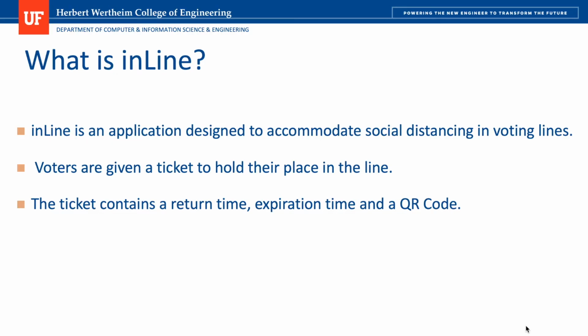What is inLine? Well, inLine is an application I developed to accommodate social distancing in voting lines. Voters are given a ticket to hold their place in line. The ticket contains a return time, an expiration time, and a QR code. So you don't have to stand in line next to anyone. You could leave and return at a specific time.